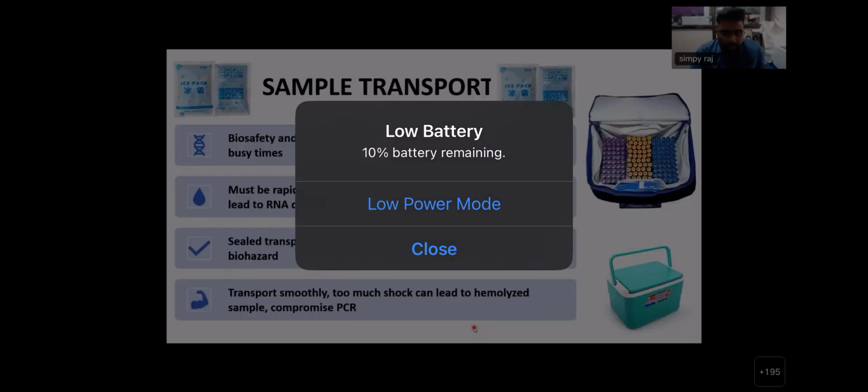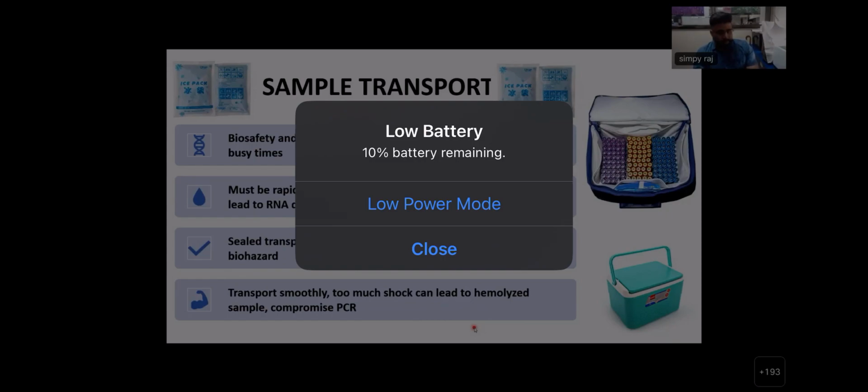Now coming to the transport part, there are several factors you have to keep in mind, because it's not always possible that your lab will be nearby the area where the samples are being collected. Sometimes you have a great lab and you're receiving samples from all over the place. So you must have some guidelines for how to transport the samples so that the DNA and RNA are in intact condition. First of all, biosafety and personal protection rules must be followed, and the transport must be rapid, because DNA can survive, but RNA will not, because RNA degradation is very fast.